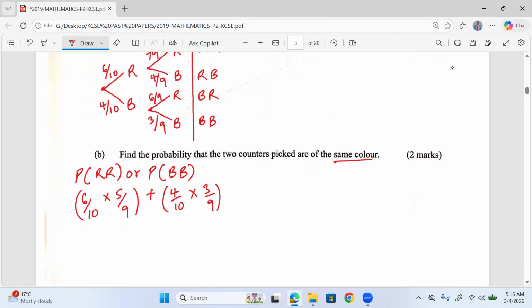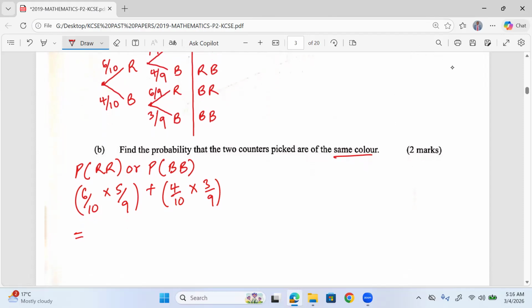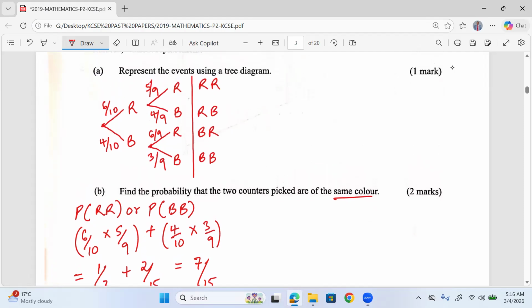We can work out that multiplication. Let me check from the first bracket, 6 over 10 multiplied by 5 over 9. This is 1 over 3. Or means addition in probability. 4 over 10 multiplied by 3 out of 9 gives us 2 out of 15. And now we may add: plus a third. This gives us 7 out of 15. And that becomes our final answer in this particular question on probability.